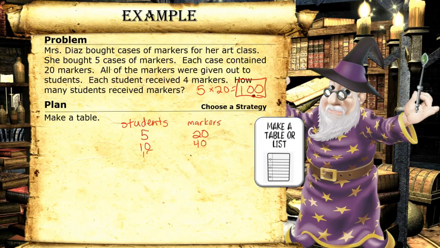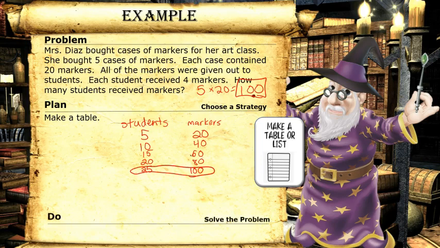15 would be 60. 20 would be 80. 25 would be 100. There it is, 100 markers. So there must have been 25 students. Let's explore the math. First, I multiplied 5 times 20 to get the 100 total markers.